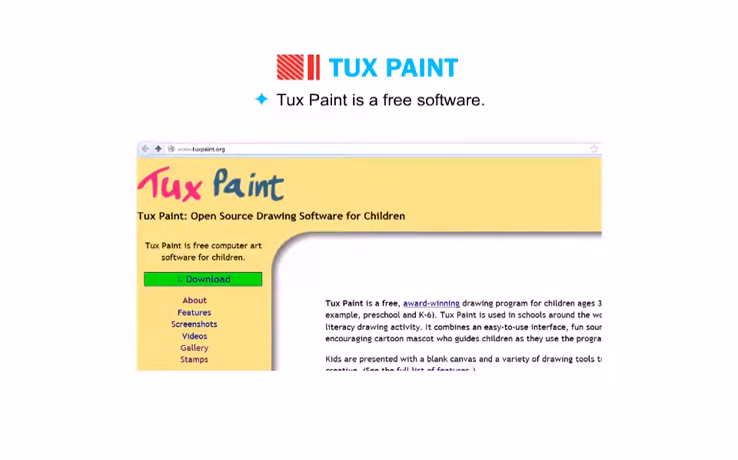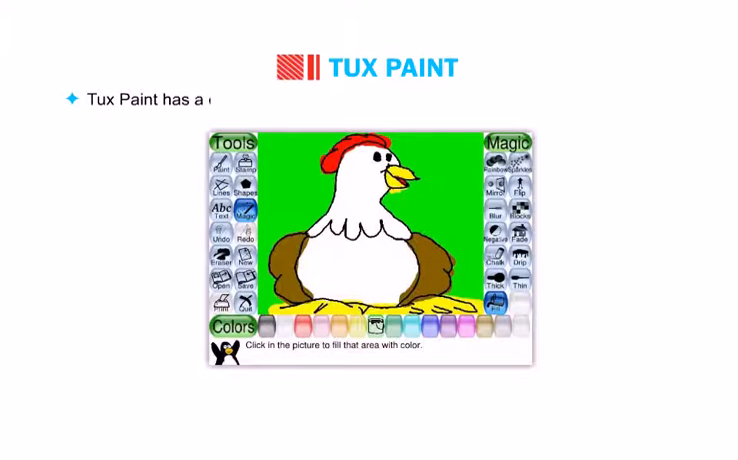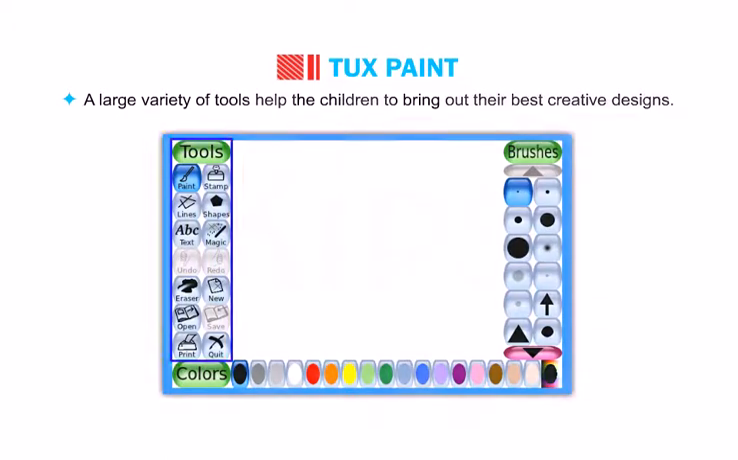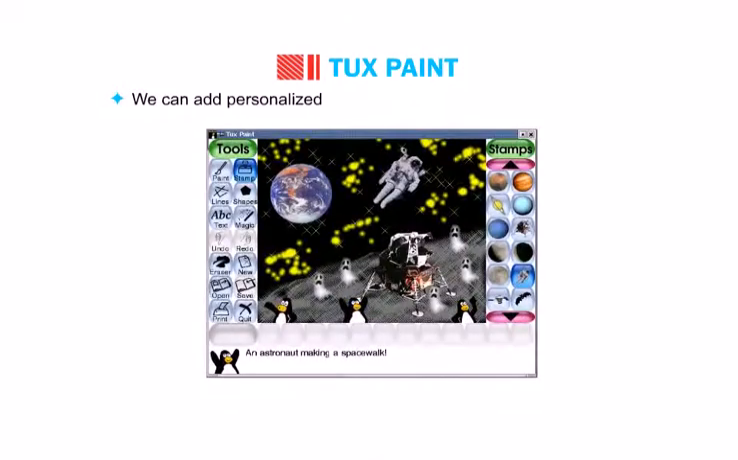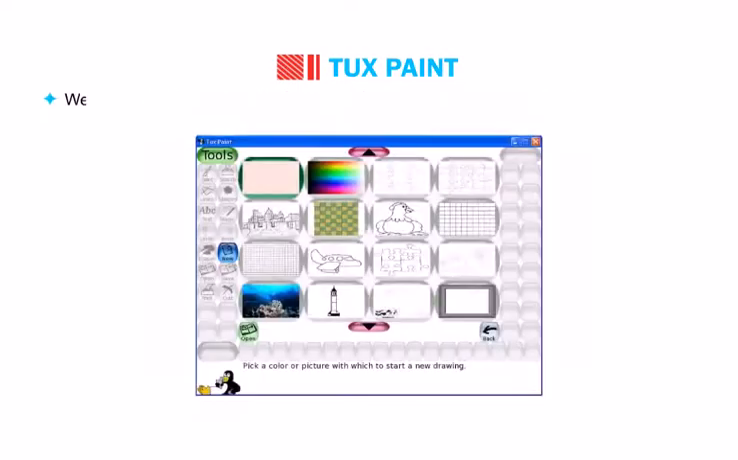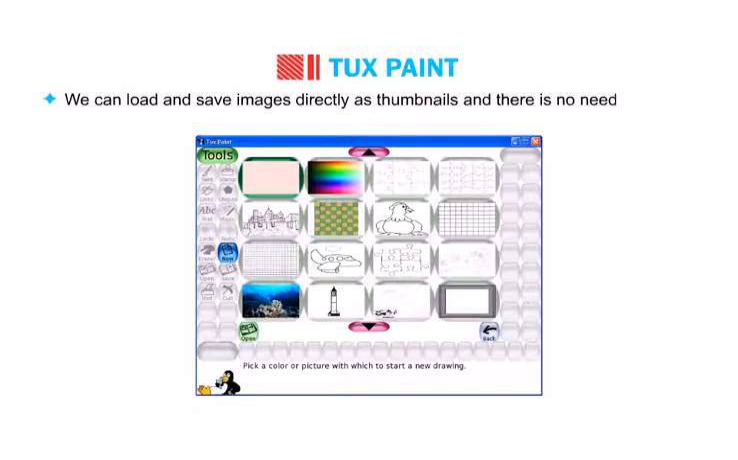Tux Paint is free software. Tux Paint has a drawing mascot who helps you to know more about Tux Paint. A large variety of tools help the children to bring out their best creative designs. We can add personalized stamps on our drawing once we finish it. Funny sound effects are played when we select any tool. We can load and save images directly as thumbnails, and there is no need to specify a file name.